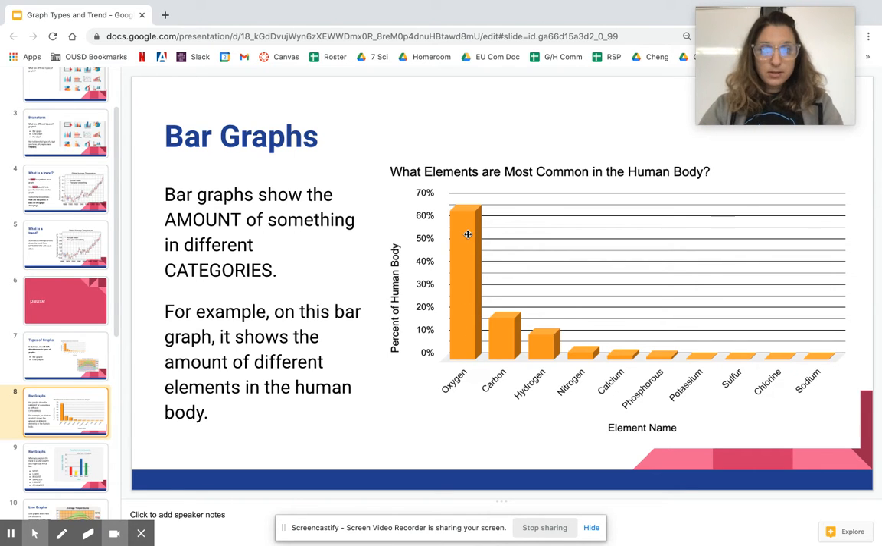For example, it looks like the human body is about 65% oxygen, but I would say this looks like sodium and chlorine is less than 1%. So the bars show you how much, or the amounts. That's on the y-axis. And the x-axis over here shows you the category.